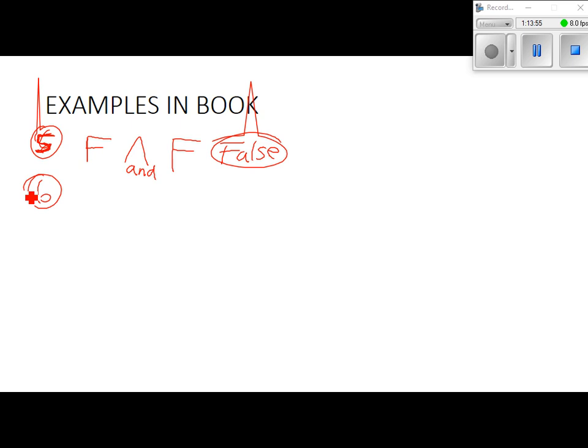Number 6. What's not R going to say? 2 plus 8 is not greater than 10. Is that true or false? True. What's that symbol? Or. Well, what's that tell us? Do we even have to do the second part? If we're using or and the first part's true, what's that tell us about the whole thing? Whole thing's going to be true.